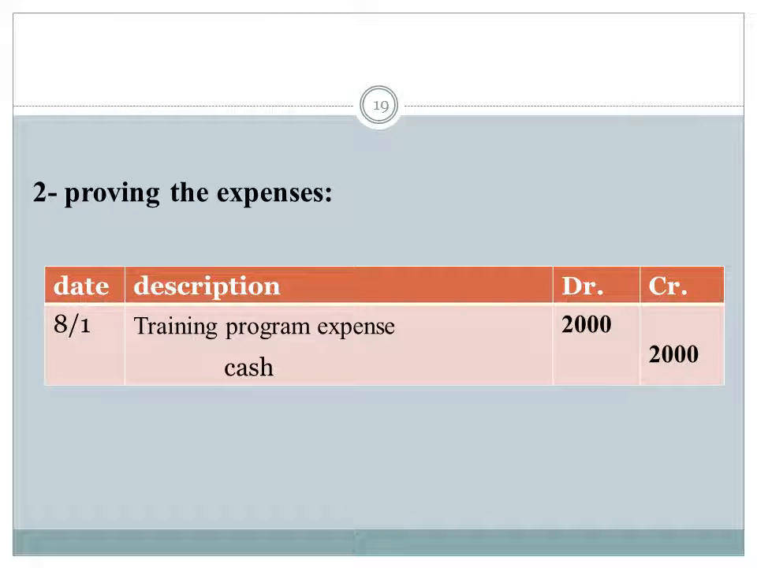Date 8/1, training program expense will be on the debit side, cash will be on the credit side. Any expense should be on the debit side and cash on the credit side, or accounts payable. If the expense is paid in cash, cash will be on the credit side. If the expense is on accounts payable, it will be on the credit side. So the entry: training program expenses on the debit side 2,000, cash credit side 2,000.